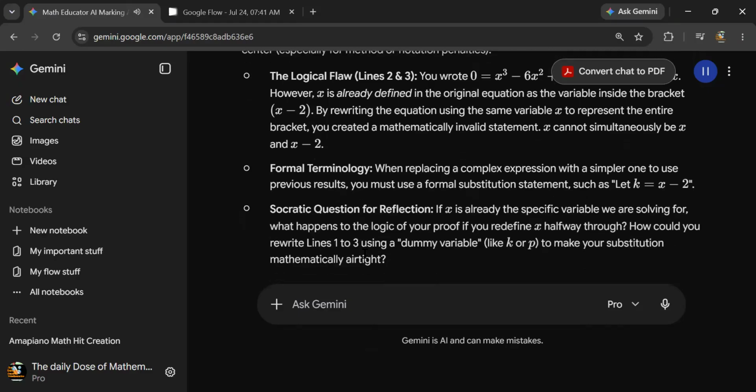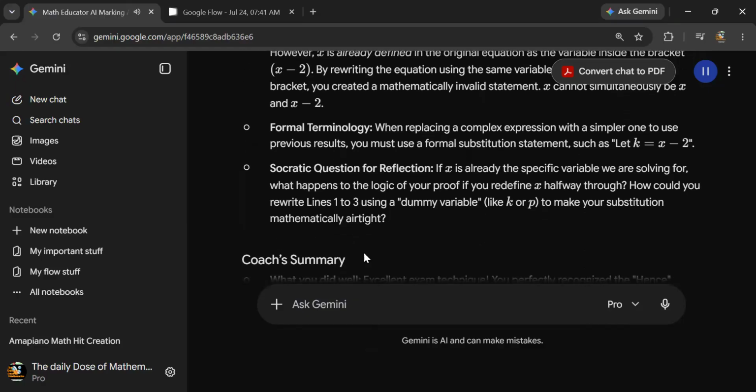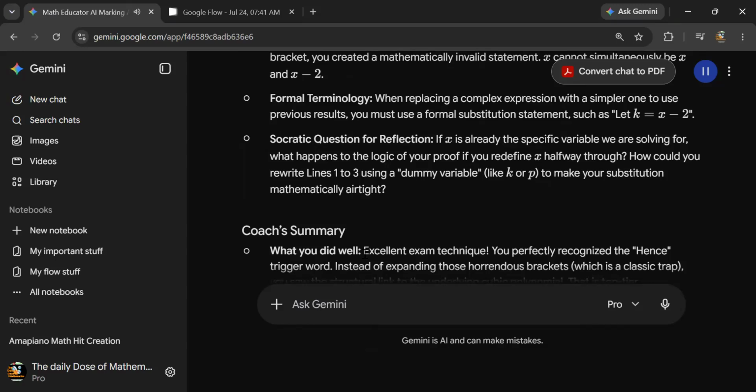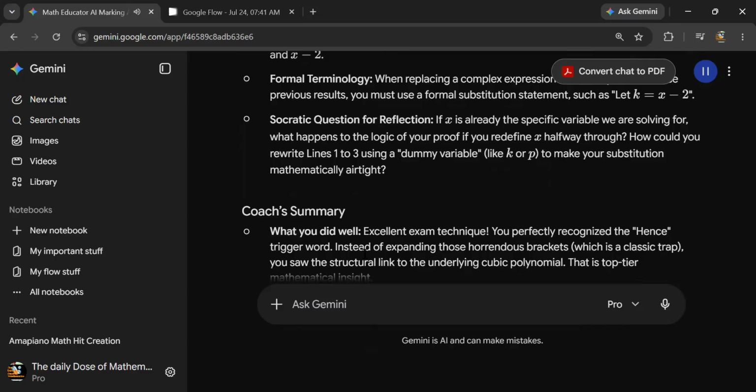Formal terminology. When replacing a complex expression with a simpler one to use previous results, you must use a formal substitution statement, such as, let k = x - 2. Socratic question for reflection. If x is already the specific variable we are solving for, what happens to the logic of your proof if you redefine x halfway through? How could you rewrite lines 1 to 3 using a dummy variable, like k or p, to make your substitution mathematically airtight? Coach's summary. What you did well.